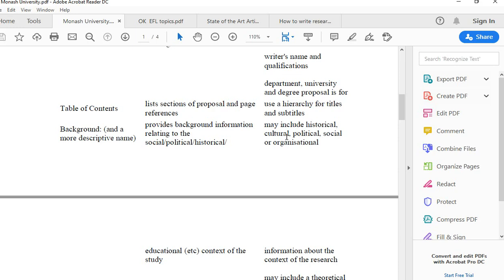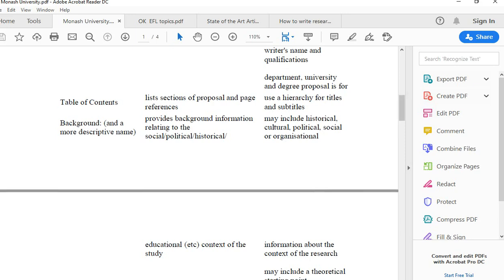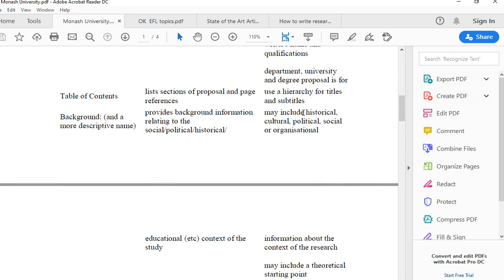So the characteristics of the background include historical, cultural, political, social, and organizational information about the context of the research, right? By historical, it means that you have to talk about the background of those variables, and also you should present some main researches done in that field.